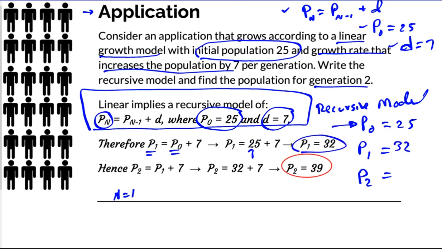And now we say, all right, let's work on the next generation, n equals 2. We plug in 2 for n. We see that that's P2 equal to P of n minus 1, which is P1. We look up P1 because we've calculated that. It's 32. We plug that in. And we see that the population for generation 2 is equal to 32 plus 7. That gives us 39.